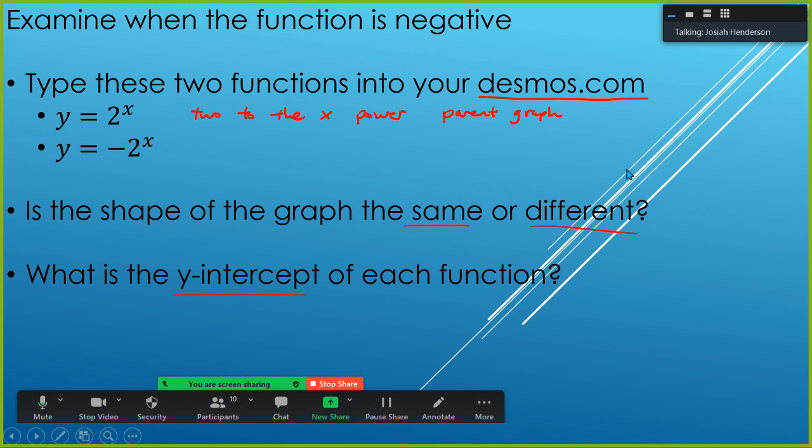I'll leave this up for a moment, and I want you all to try it on your own, and then I'm going to pull up Desmos as kind of a model in case you need help with that. If you need help typing in the functions, making the exponents, please let me know. You can chat me or you can just ask with your mic. Y is equal to 2 to the x and negative 2 to the x.